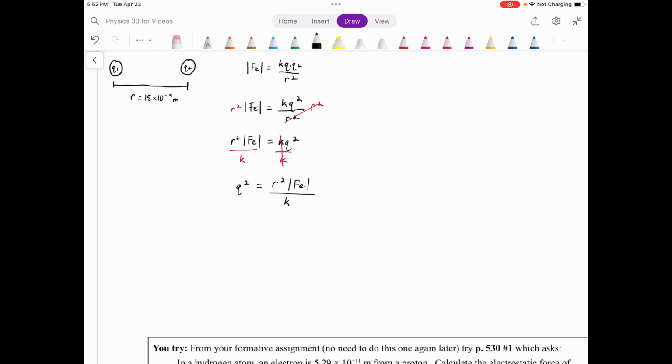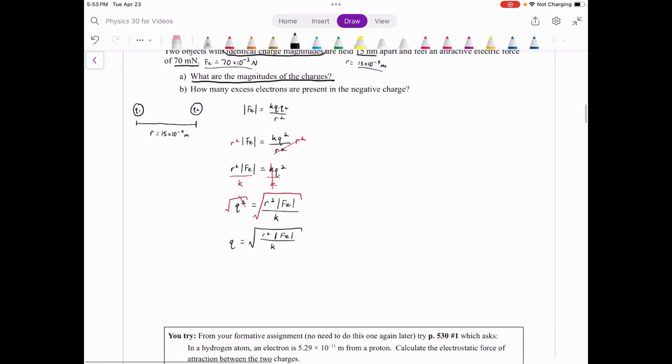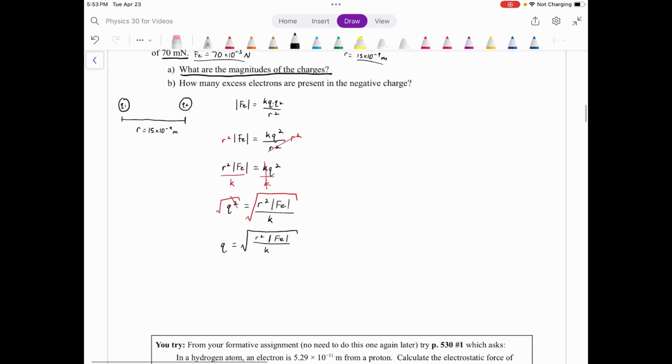And we're almost there, but we didn't want to solve for Q squared. We wanted to solve for Q. So what's the opposite of squaring? It's square rooting. So whatever this charge is, it's going to be the square root of the distance between them squared times the electrostatic force between them divided by Coulomb's constant. Okay, so let's go ahead and plug in our numbers because we have all that stuff.